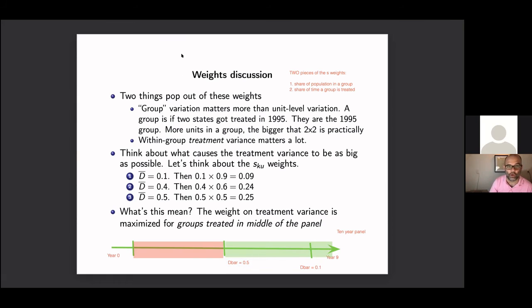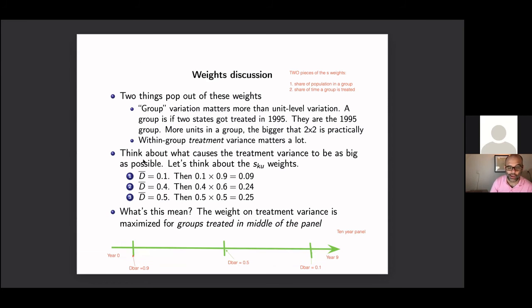That would be for this group right here. And that would be for this group right here. And then we have this last group here. Let's see. They're spending all this time treated. They're spending this time untreated. So we have a D bar of 0.9 because they're treated for so long. So we just give them a 0.9. All right. So you've got these different kinds of groups.